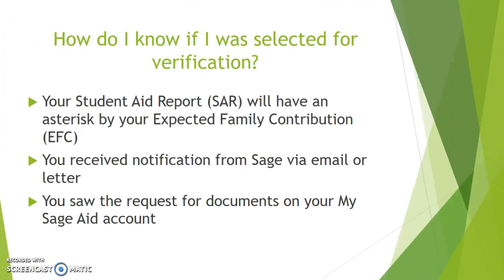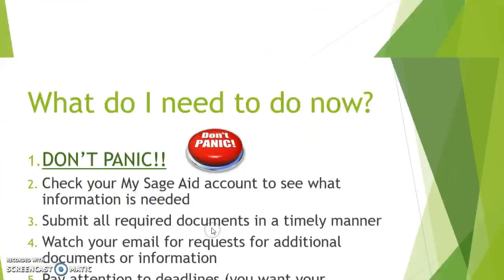How will you know you've been selected for verification? Well, there are three ways. The first is once your FAFSA is completed, you'll receive a Student Aid Report, or SAR. If there is an asterisk by your expected family contribution, or EFC, this is an indication that you've been selected for verification. You'll also receive notification from the SAGE Office of Financial Aid. This will come either via email or letter. You'll also want to monitor the student portal, your MySage Aid account, for requested documentation.